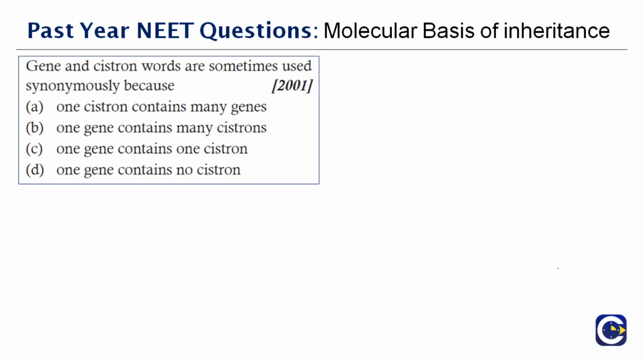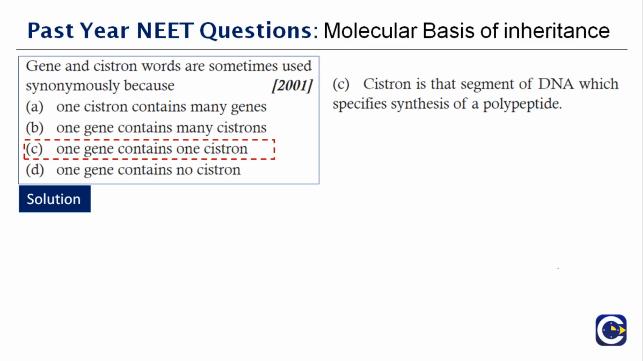Next question here, gene and cistron words are sometimes used synonymously because they are dash. Why are they used like that? Because a cistron is that segment of DNA which specifies synthesis of a polypeptide. That is why we use them synonymously. Therefore, one gene contains one cistron. So they are used synonymously. The right answer is option C.